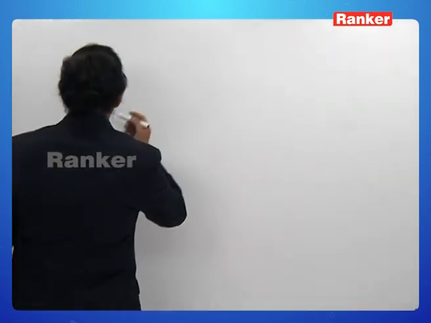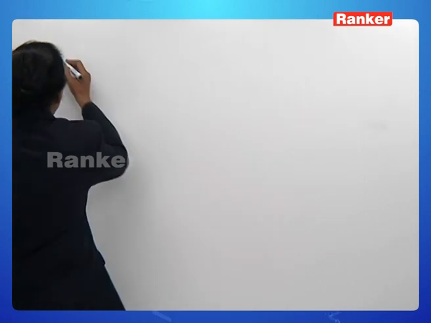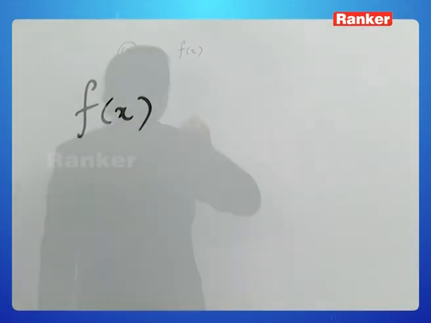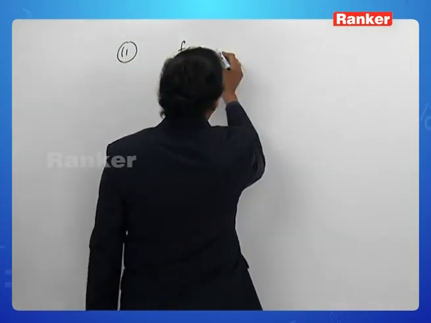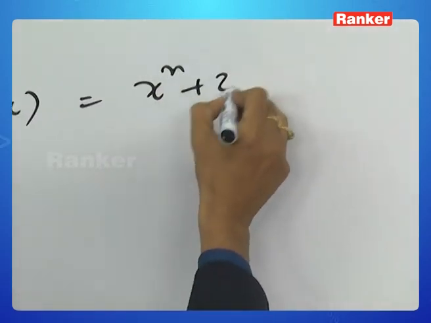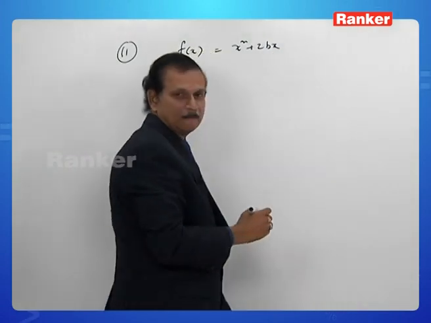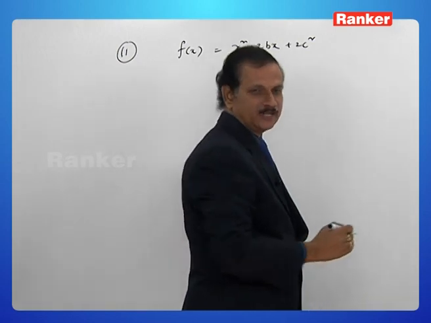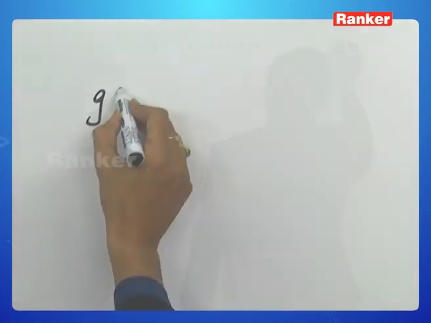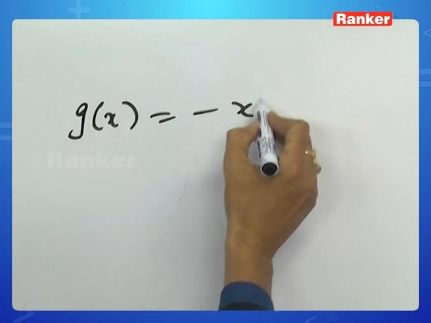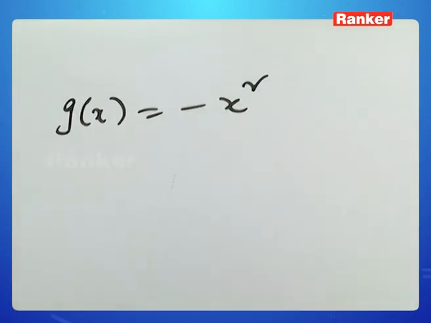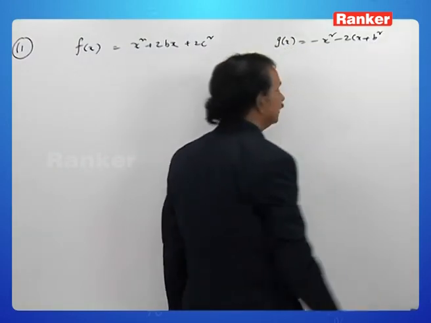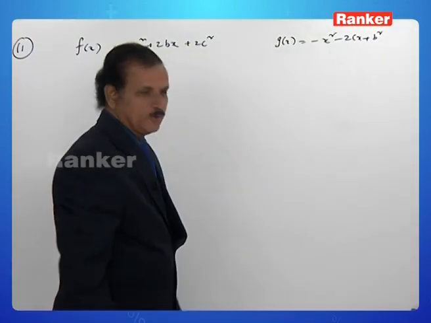One polynomial is f of x is equal to x square plus 2bx plus 2c square. And the other polynomial is g of x is equal to minus x square minus 2cx plus b square. Let us observe them very carefully.